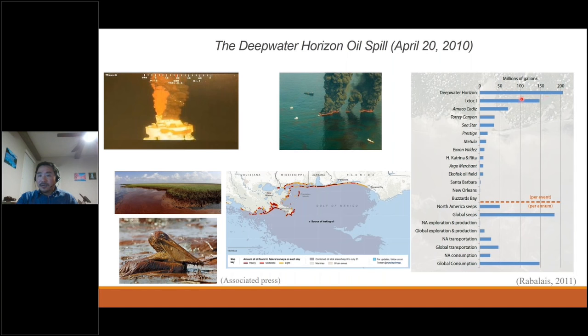And maybe you remember there are other names here, for example, the Exxon Valdez in Alaska. This is also a very famous oil spill. And the bottom bar puts in perspective how much oil we're talking about. Global consumption is about 150 million gallons. So the Deepwater Horizon oil spill leaked more than the whole global consumption of oil. The point is there was a lot of oil leaked into the Gulf of Mexico.